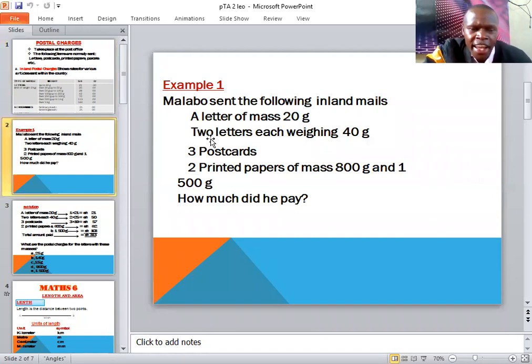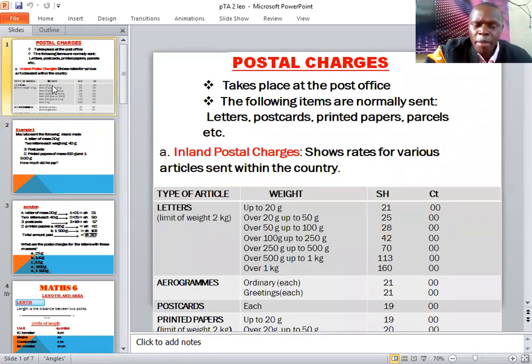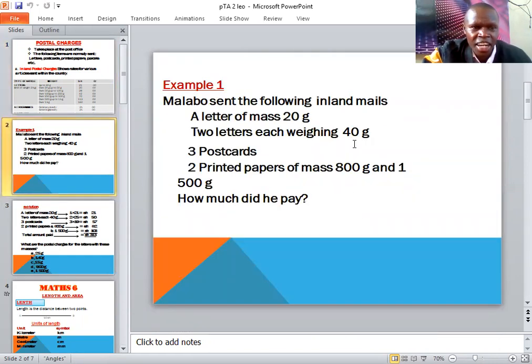What about the next one? 2 letters, each weighing 40 grams. So we shall go back to our table. How many letters were sent? 2 letters. What was the weight of each letter? It was 40 grams.